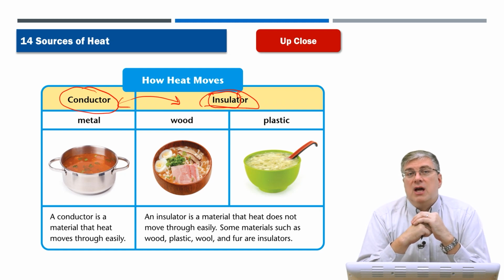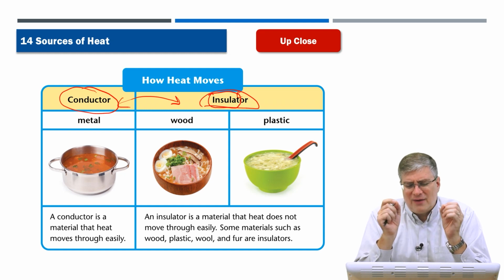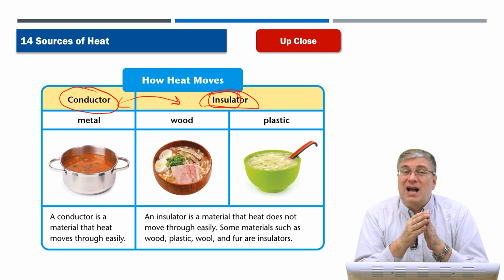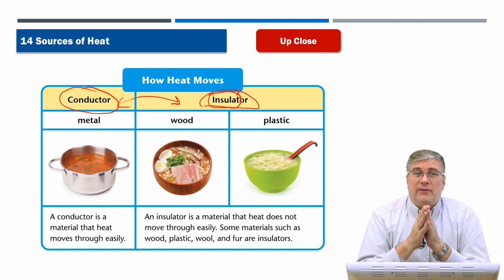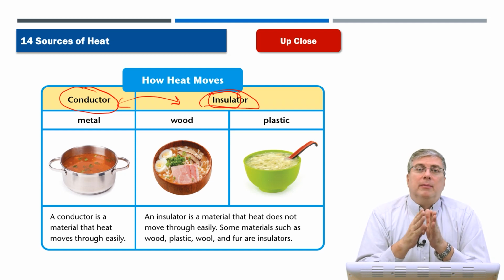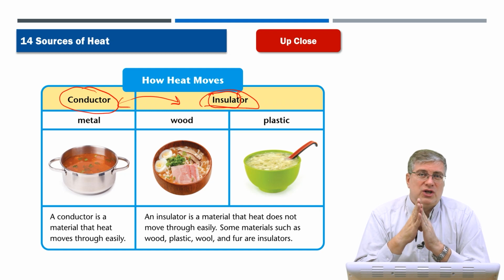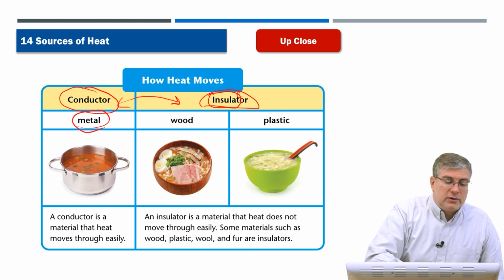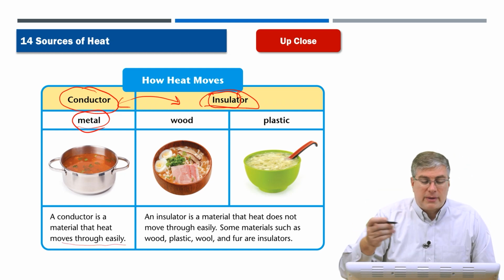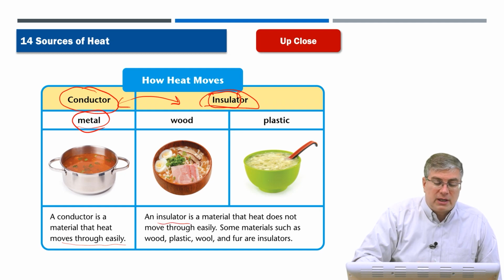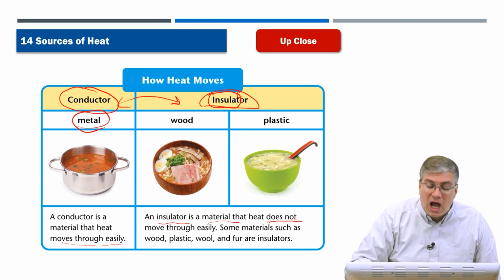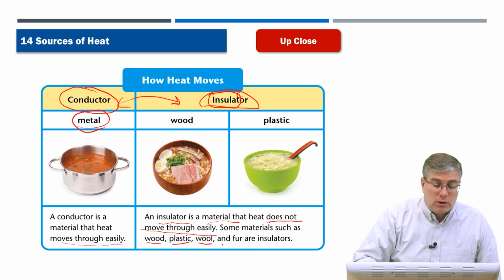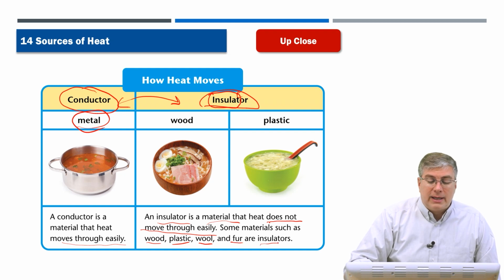Plastic is also another insulator. Of course, you should have thick, heavy plastic if you put something hot into the plastic bowl, but plastic does not conduct heat or electricity very well. Of course, it will burn if it gets too hot, but it does not conduct that energy very well. So, as we saw before, metal is a good conductor. Conductor is a material that heat moves through easily. An insulator, the opposite of a conductor, is a material that heat does not move through easily. Some materials such as wood, plastic, wool, and fur are insulators.